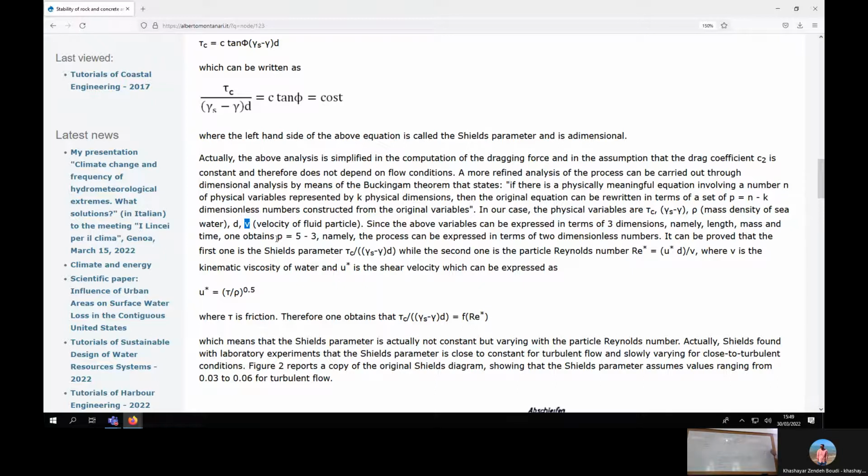Tau is the shear stress that we know. Rho is the mass density of seawater. I will tell you later what you have to remember about this, okay? Don't be too much worried. You don't have to remember everything.